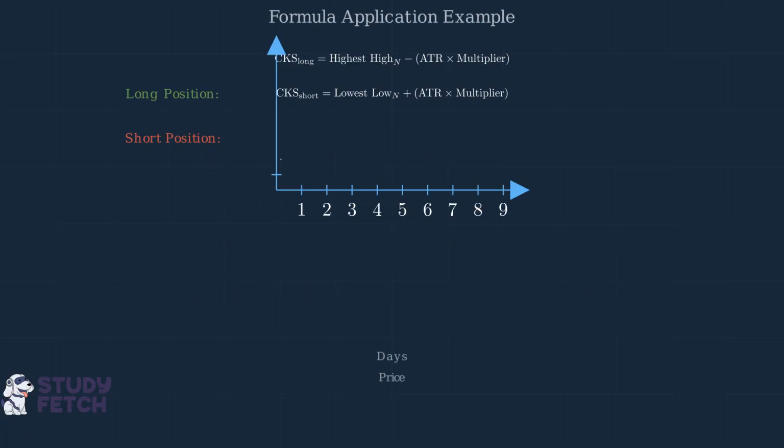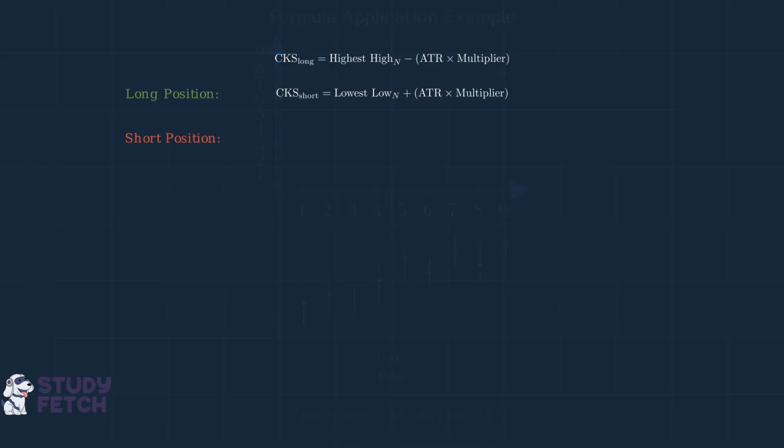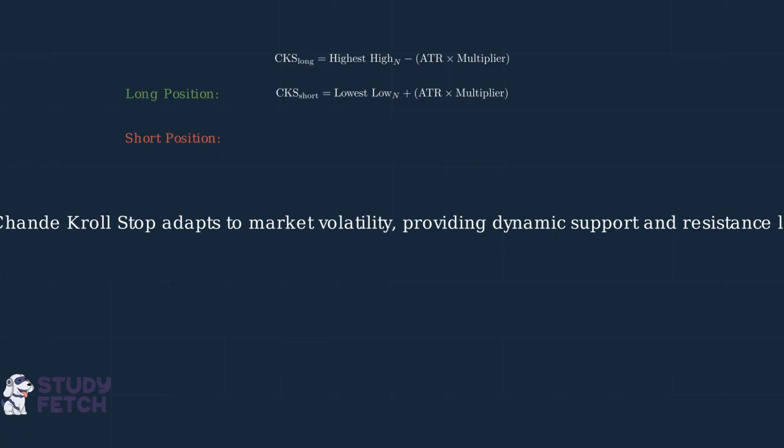Let's see how these formulas work in practice with a simple price chart example. For our long position calculation, we first identify the highest high over our look-back period, which in this example is 9.0. For our short position, we identify the lowest low, which is 2.0. Using an ATR value of 1.5 and a multiplier of 2, we can calculate the Chande Kroll Stop values for both long and short positions. The Chande Kroll Stop adapts to market volatility, providing dynamic support and resistance levels that help traders manage risk effectively.